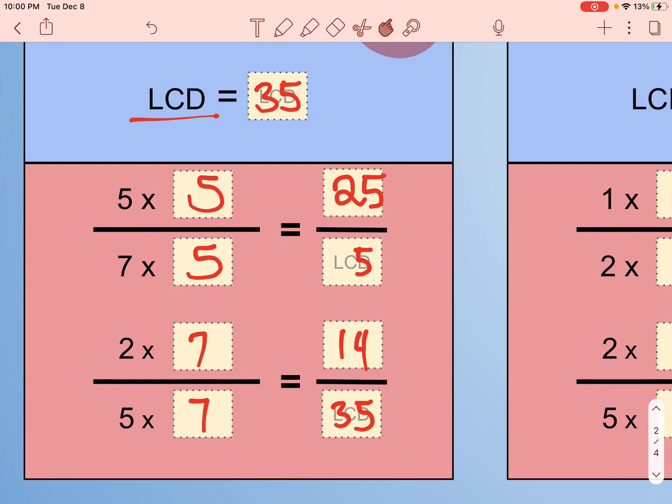I have two new fractions, 25/35 and 14/35. Now when I want to add those, I'll just add 25 plus 14. The denominator will stay the same.